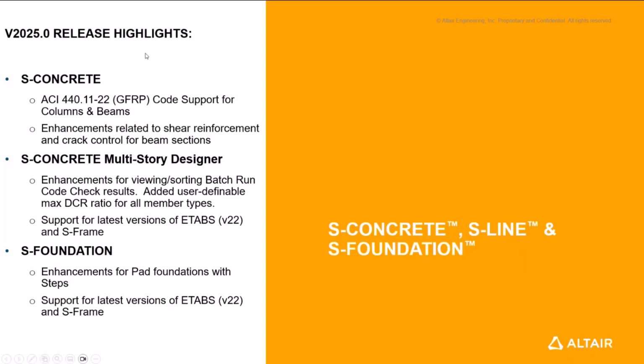Just brief release highlights. There is support now for the ACI 440 code in S-Concrete for columns and beams. There were a few other enhancements related to other codes, related to shear reinforcement and crack control. There were a few enhancements to Multi-story Designer that were also part of this release. That's the product that Moeen demoed with the S-Frame model. Reminder that it also supports models coming from ETABS, and we've got support now for the latest version of ETABS, version 22.